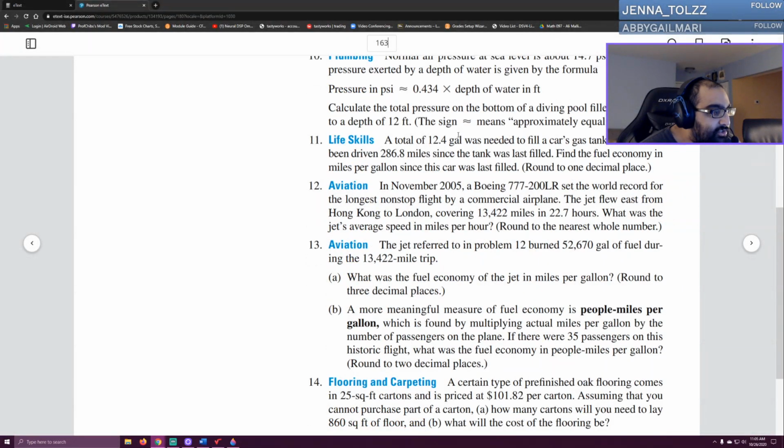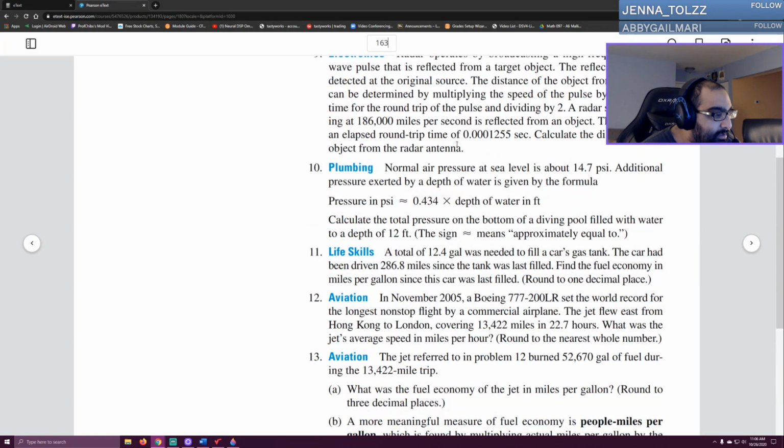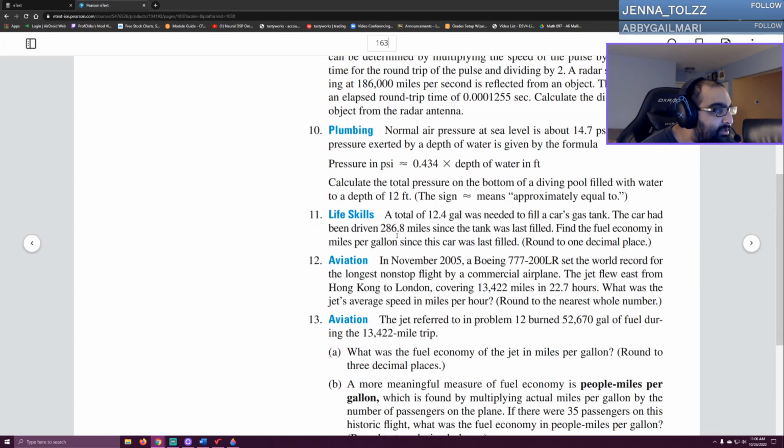Let's go ahead and do one more here. Let's do number 11. Number 11 says a total of 12.4 gallons was needed to fill a car's gas tank. The car had been driven 286.8 miles since the tank was last filled. Find the fuel economy in miles per gallon. All right. So can anybody tell me what the answer for this one would be?